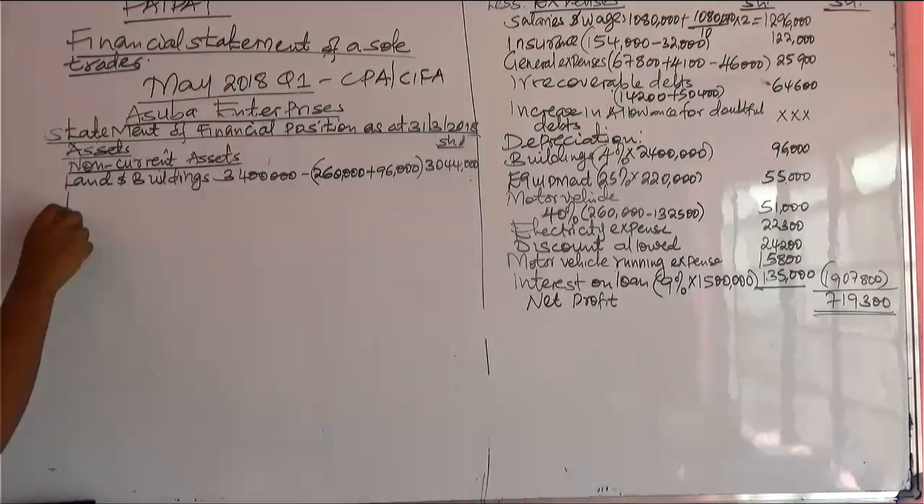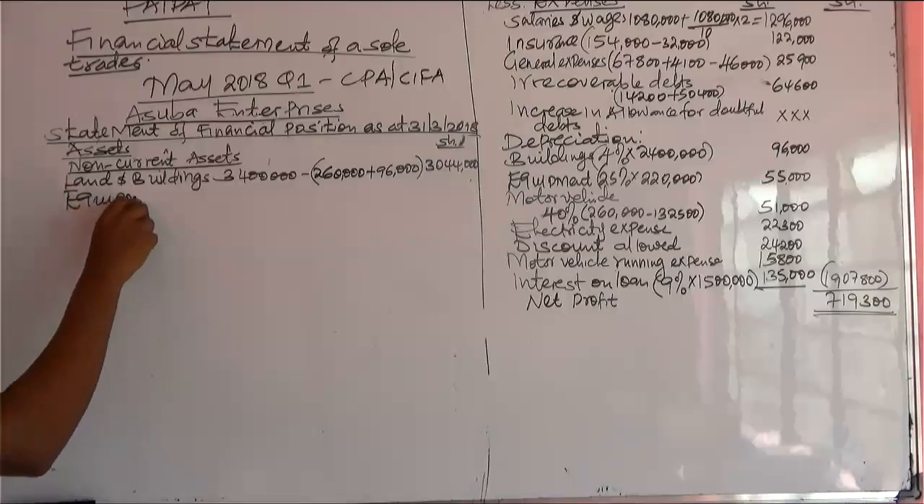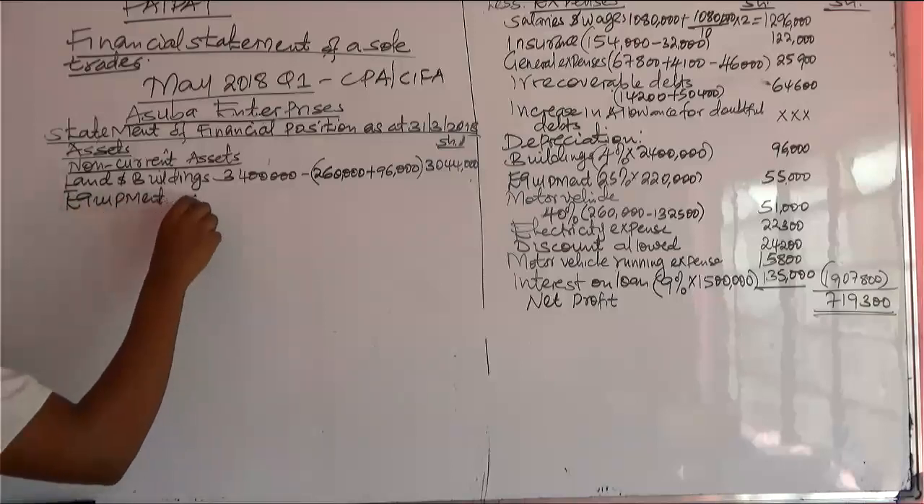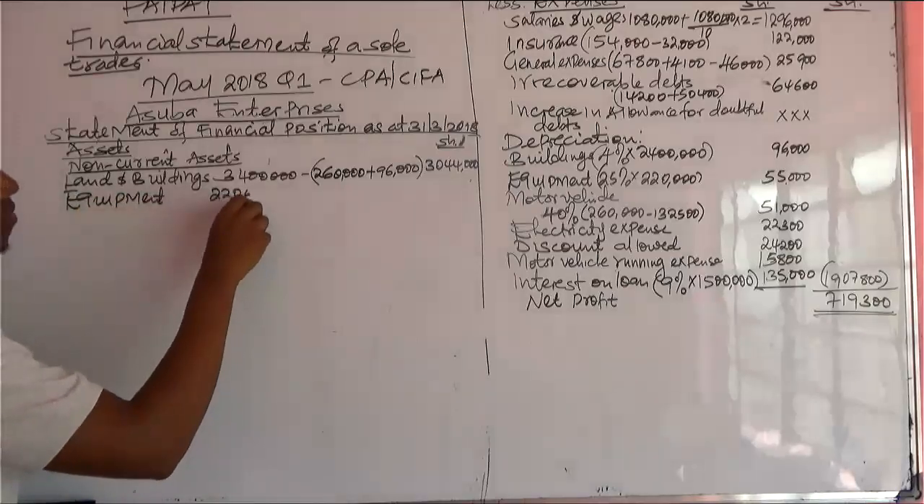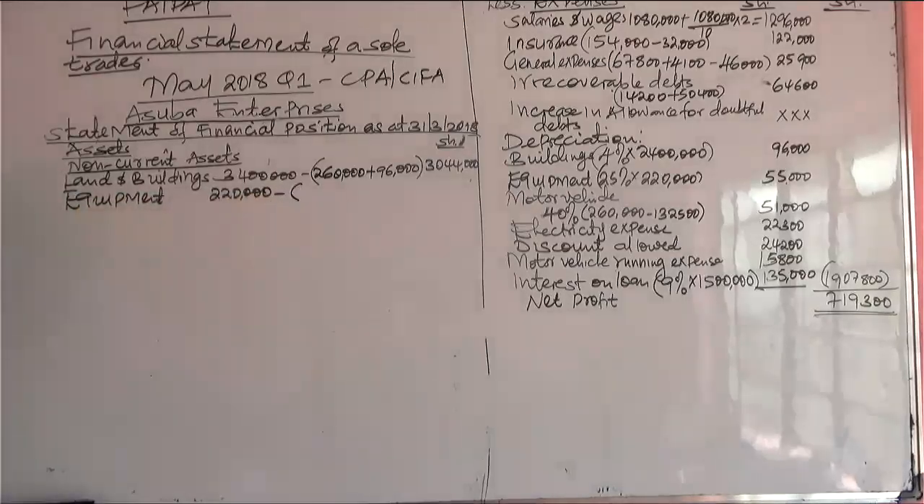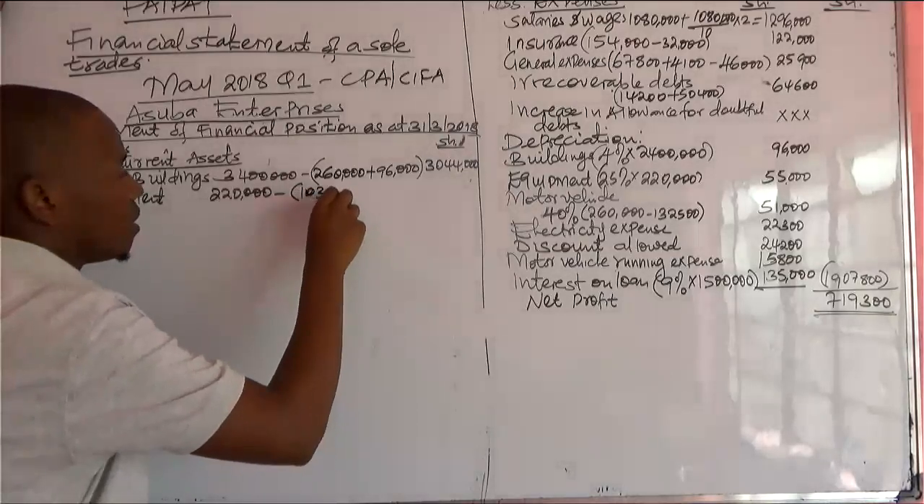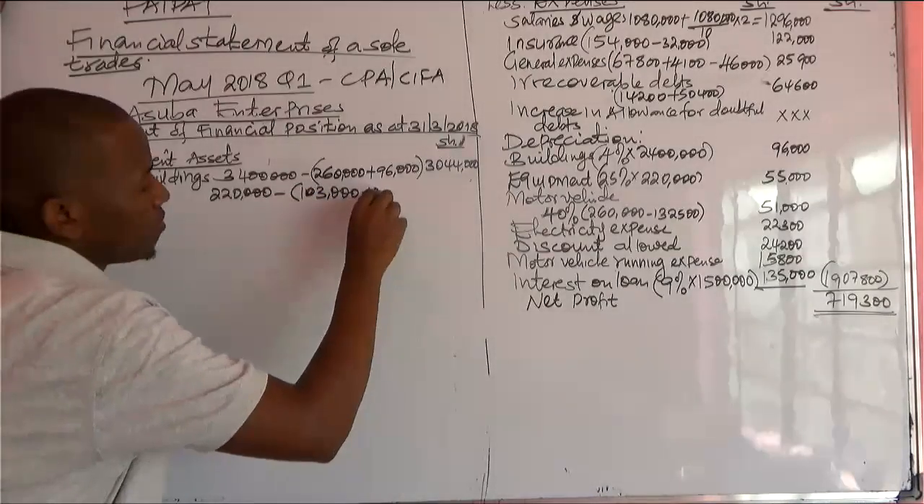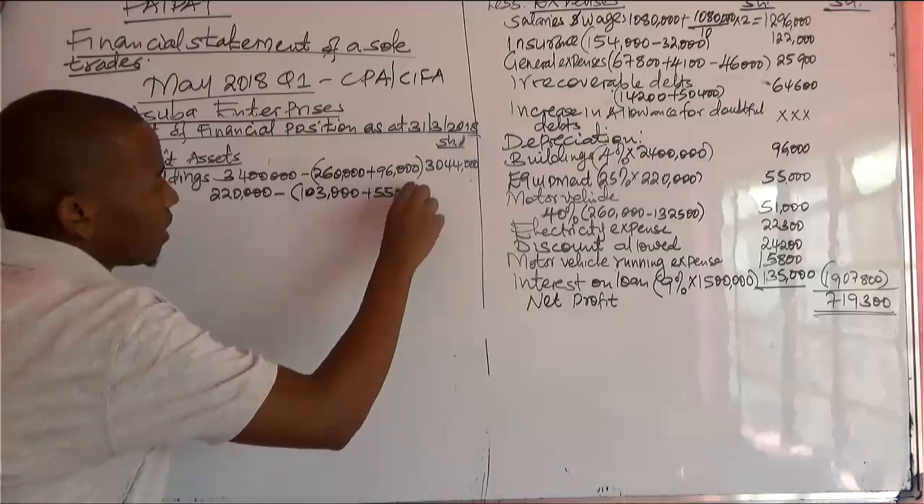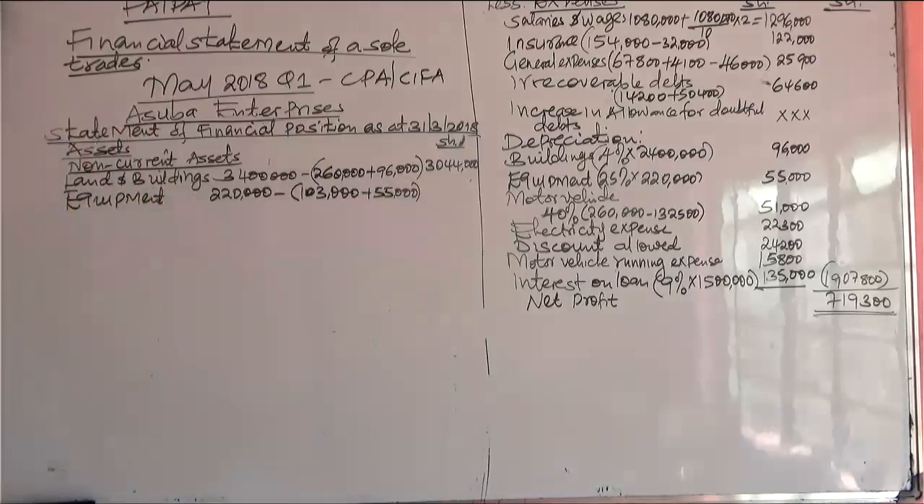We have the equipment. What was the cost of equipment? $220,000, right? The cost. So, what about the accumulated depreciation for equipment? $103,000 plus depreciation for the whole year. All right, we can have the total accumulated depreciation. So how much is it giving you?